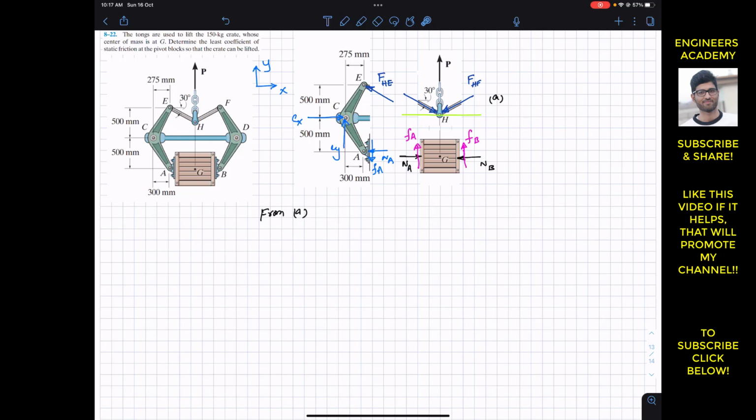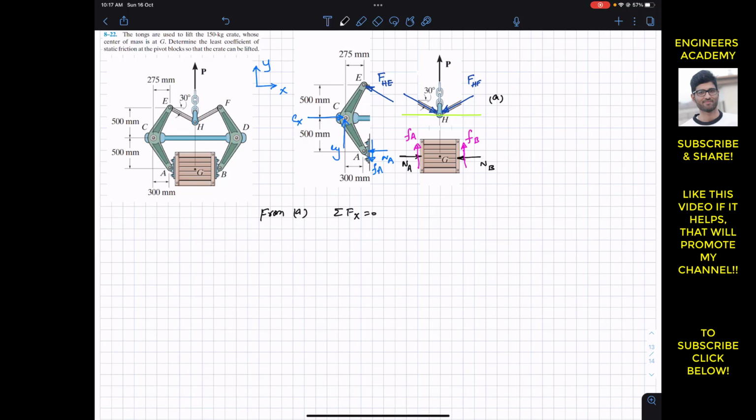So since the crate is stationary and it is kept at that AB position, we are going to consider the equilibrium condition. So we are going to apply the summation of forces along x, y, and the summation of moments equals to 0. So now for figure A, if we apply the summation of forces along x, that must be equal to 0.